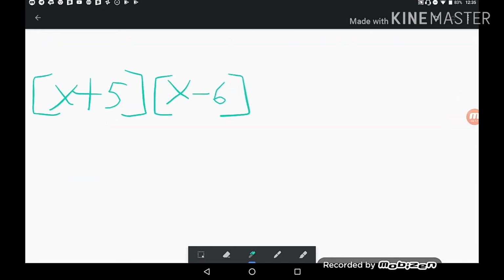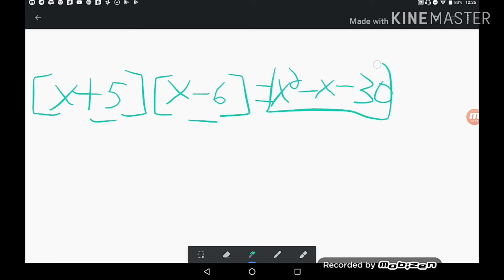X minus 6 by x plus 5. So again, x by x is x squared. 5 minus 6 is a negative 1, but attaching an x will just make it negative x. Then 5 by negative 6 is negative 30. And of course, foiling would give you the exact same answer. So, onward.